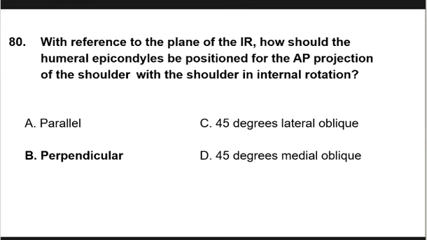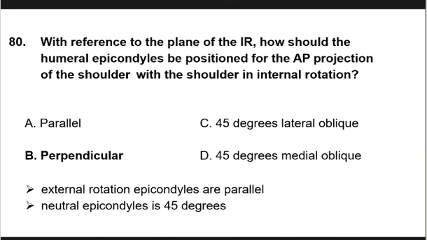So mayroon tayong routine projections of the shoulder, no? Ano yung routine natin? We have the AP neutral, the AP internal rotation, and the AP external rotation. So ang tanong dito, sa AP with internal rotation of the shoulder, ano ang position ng humeral epicondyles? The humeral epicondyles are perpendicular in relation to the image receptor.